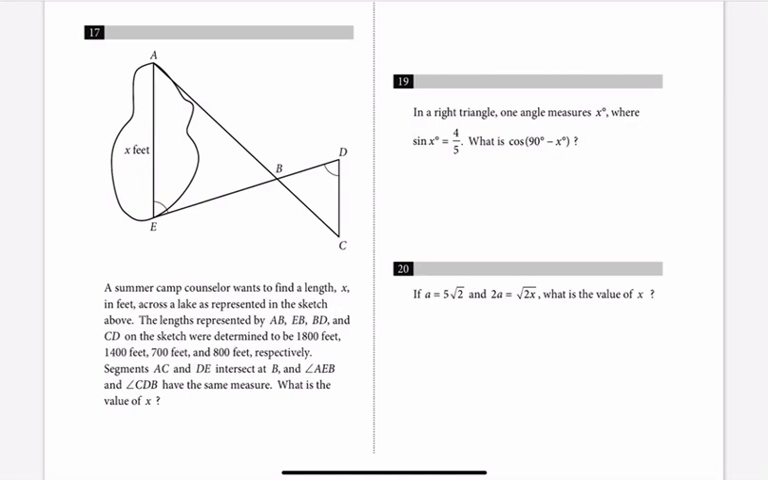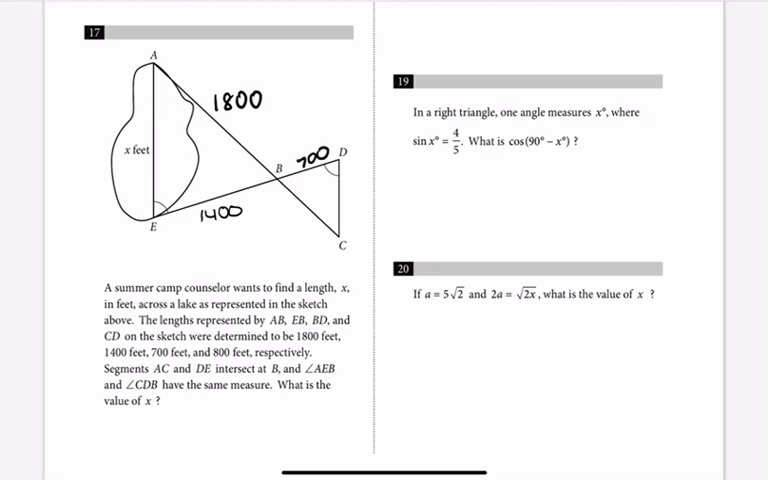They're saying AB is 1,800 feet. So I'm going to write that here, 1,800. And then they're saying that EB is 1,400 feet. So EB is here, 1,400. They're telling me that BD is 700. So BD is up here. That's 700.